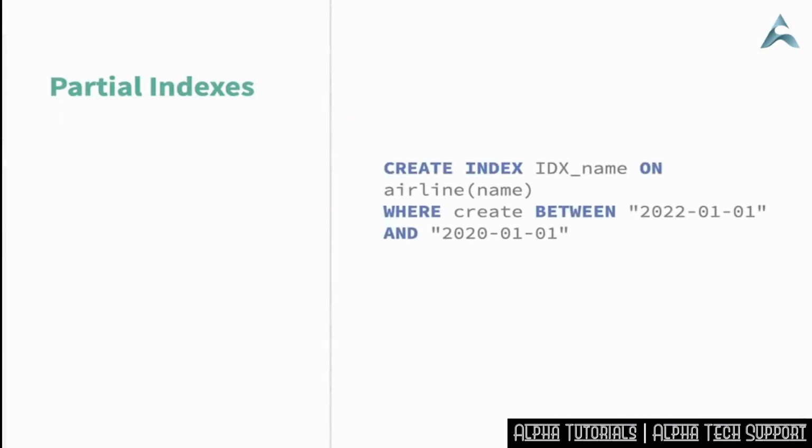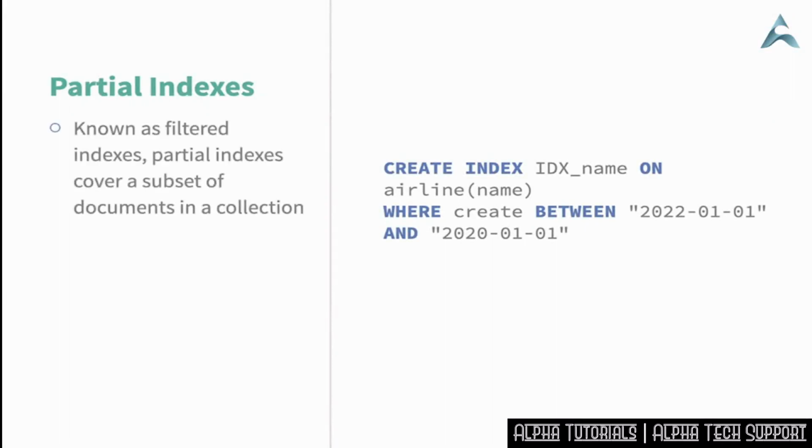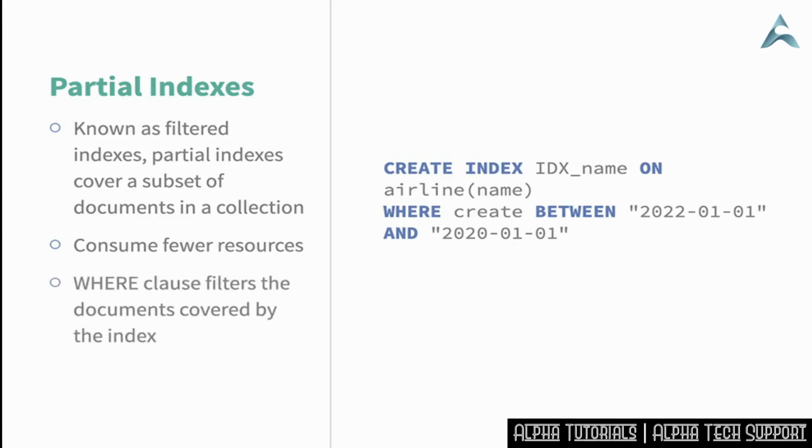Partial indexes provide another way to index data to see better querying performance. Looking at the example here, this partial index covers a subset of documents in a collection. It can consume substantially fewer system resources. The where clause, shown here, filters the documents that will be covered by the index.